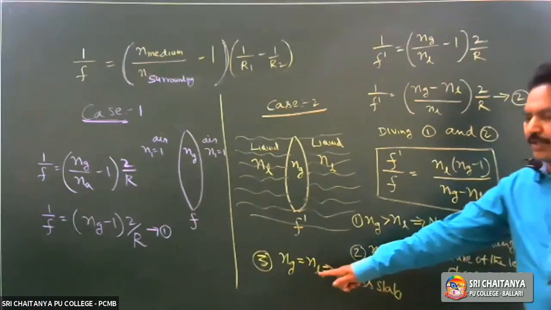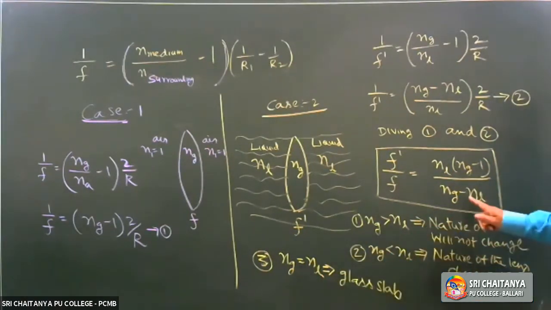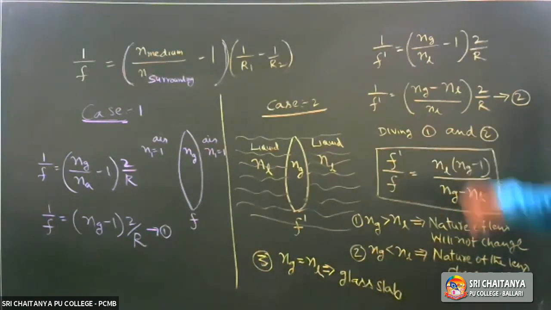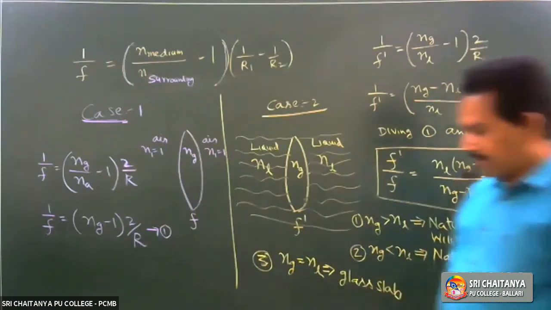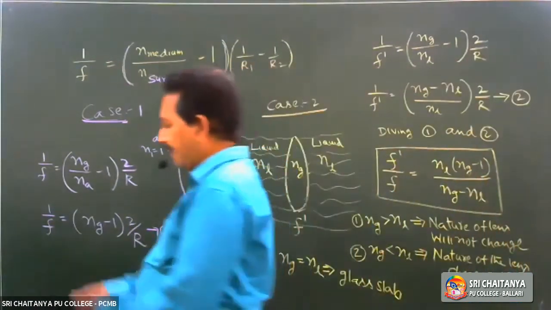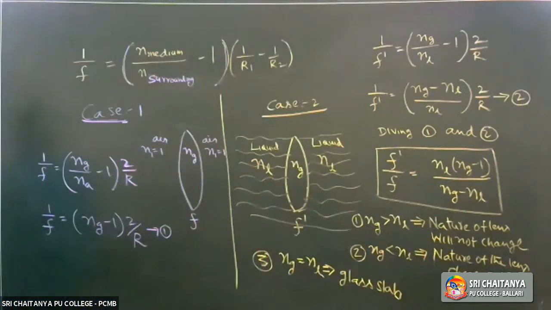If Ng is equal to Nl, this becomes 0. Therefore, the entire system will behave as a glass slab. So this is about the focal length of a given lens when it is immersed in a liquid.